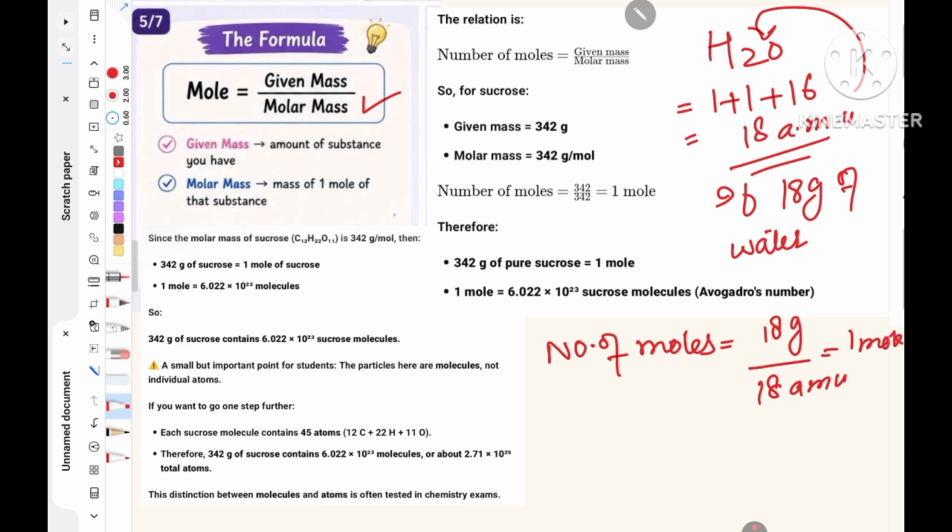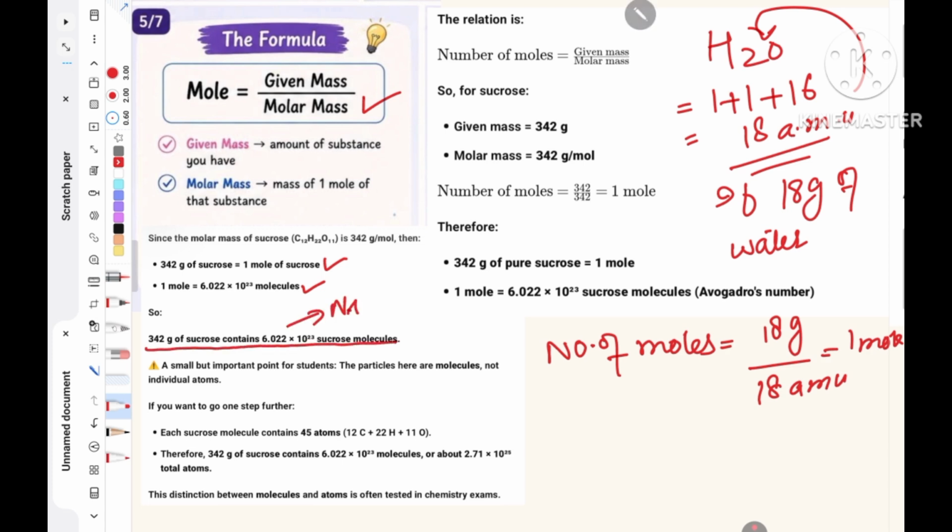Let's understand this by another example: sucrose. 342 gram of sucrose is equal to 1 mole of sucrose, and 1 mole is equal to 6.022 × 10^23 molecules. 342 gram of sucrose contains this number of molecules.